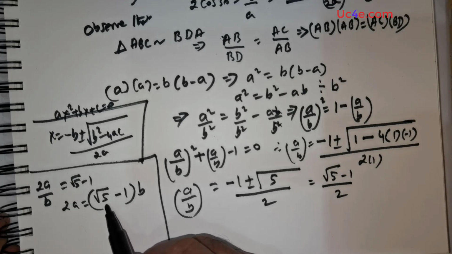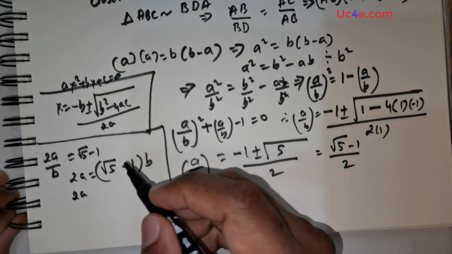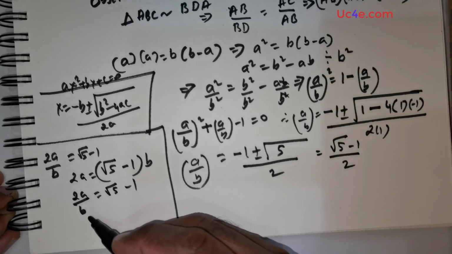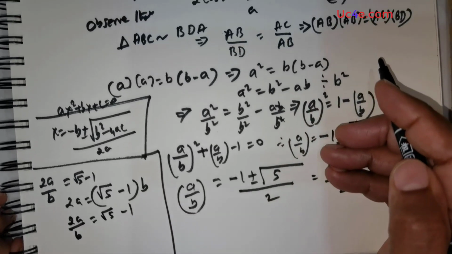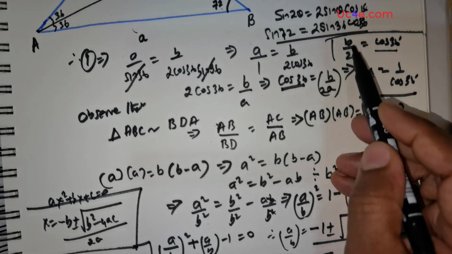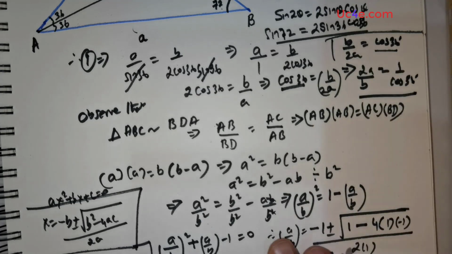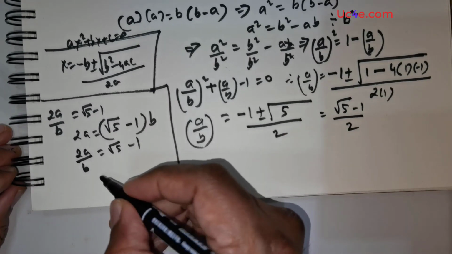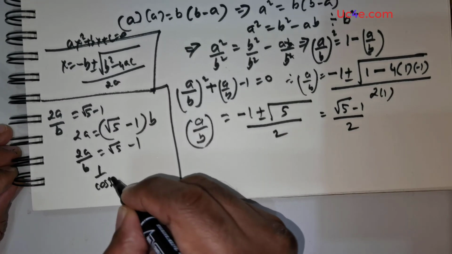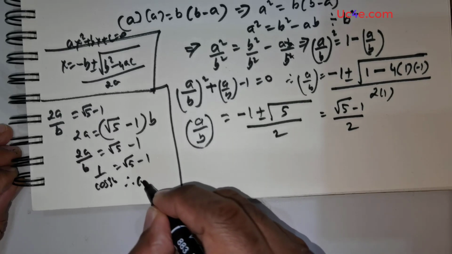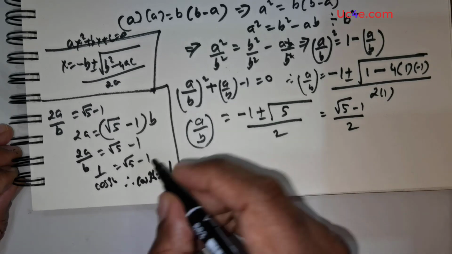2a is equal to root of 5 negative 1 times b. So if I were to bring this down, if I were to write this as 2a divided by b is equal to root 5 negative 1, then this would mean I have, let me show you the value here. 2a over b is 1 over cos 36, but if you were to write it as b over 2a, then it will be cos 36, but it's okay. I will just write this as 1 over cos 36, and this is root 5 negative 1. So from here I can rewrite this as cos 36 is, I can flip this, right?